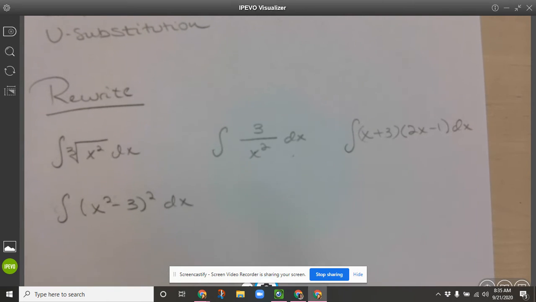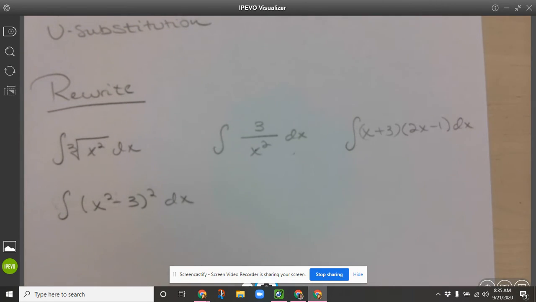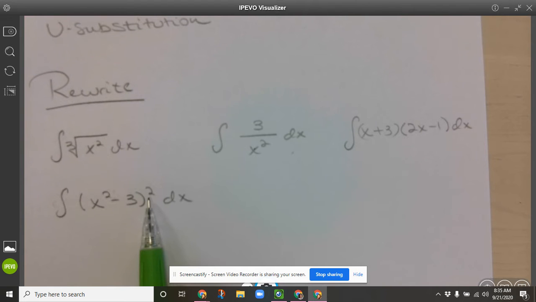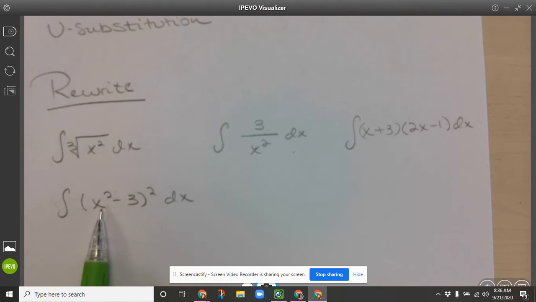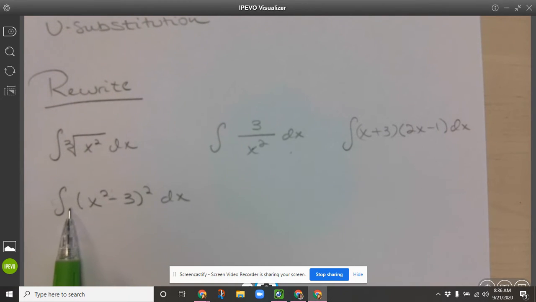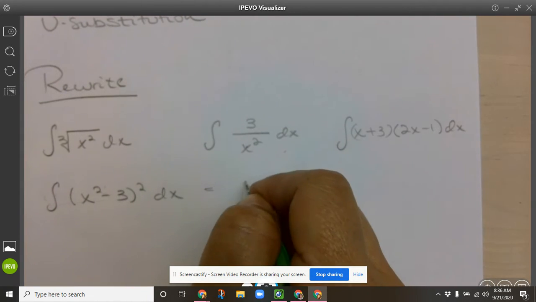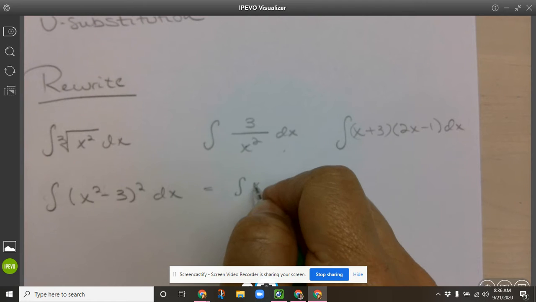And this final example that I've written, I'm actually going to work this one for you. When we first look at this example, you might think u substitution, because I do have a function inside of a function. The problem with doing u substitution here, though, is that if I let this inside function be my u, then the du is 2x, and I don't have an x out here to cancel out. And so in this case, it's going to be better for us to square this out.